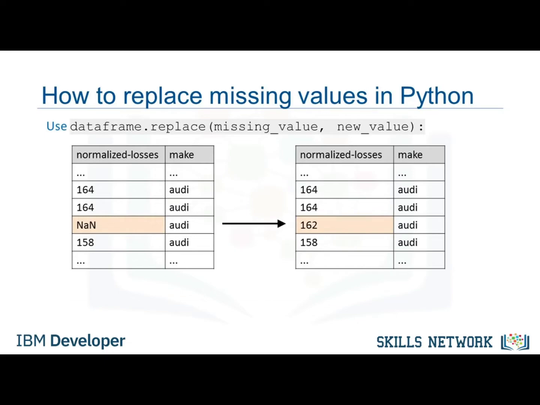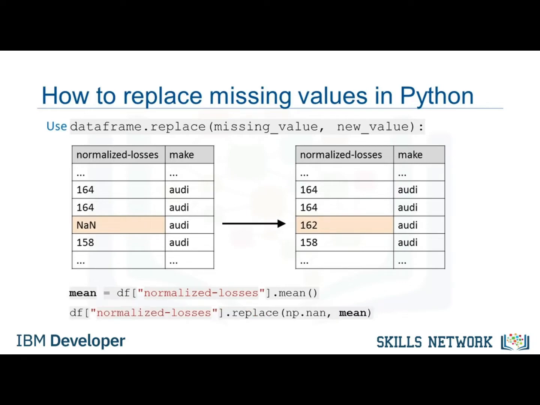In Python, first we calculate the mean of the column. Then we use the method replace to specify the value we would like to be replaced as the first parameter, in this case, NaN. The second parameter is the value we would like to replace it with, i.e. the mean in this example. This is a fairly simplified way of replacing missing values.